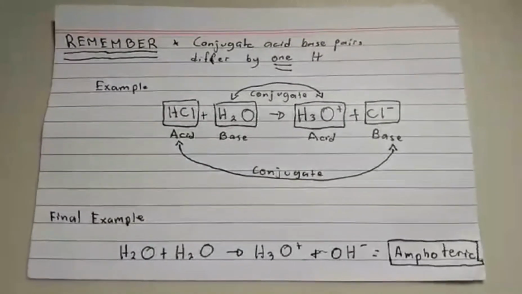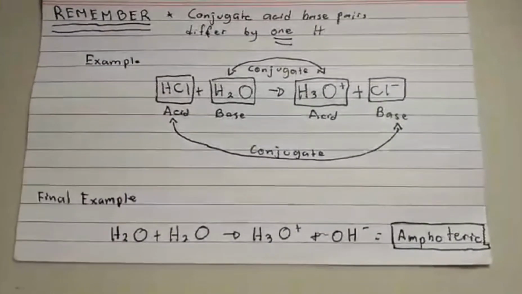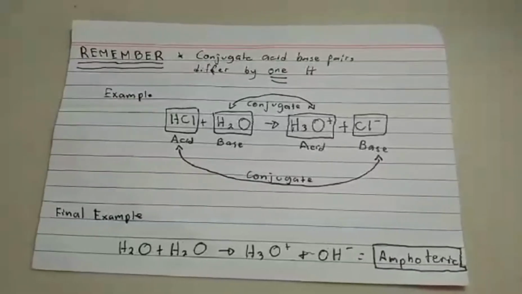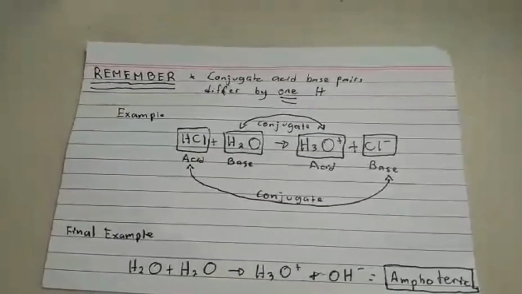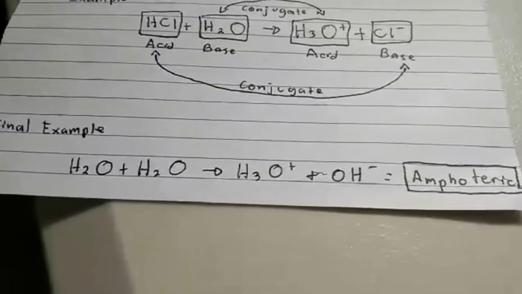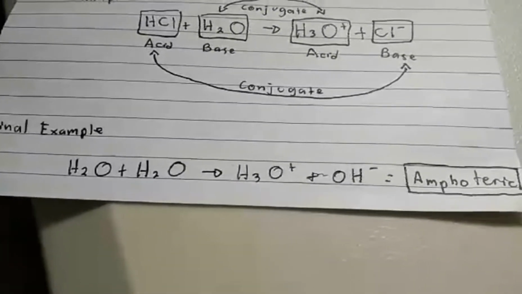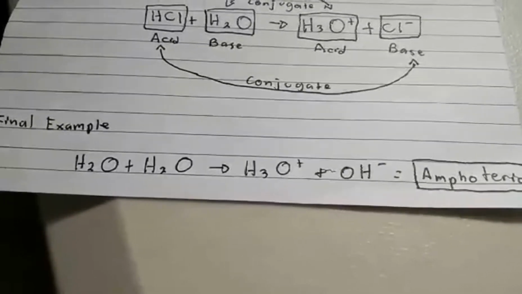Whenever we're looking at a chemical equation like this, there are always going to be pairs with each other. We will have a conjugate acid paired up with a conjugate base. It's important to note that conjugate acid-base pairs only differ by one H. So these two only differ by one hydrogen. One final example of Bronsted-Lowry theory is that water can actually react with itself. Here we can see that one molecule is acting like a base and the other is acting like an acid. Substances that can act as both acids and bases are called amphoteric.